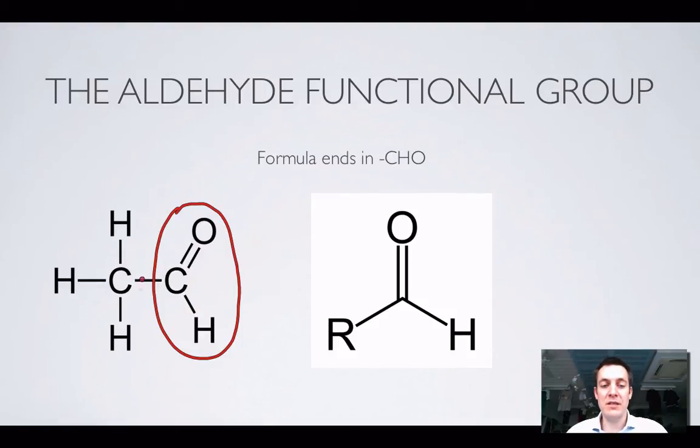If I didn't specify what group was attached over here, so that is if I called it a general R group, then my molecule would have an R, carbon, double bond oxygen, single bond hydrogen. And to differentiate them from alcohols when we're writing their formulas, instead of writing OH at the end, which is what an alcohol would end in, we end the formula in CHO. So anytime a formula ends in CHO, you know you've got an aldehyde present, and you've got one of these types of functional groups.